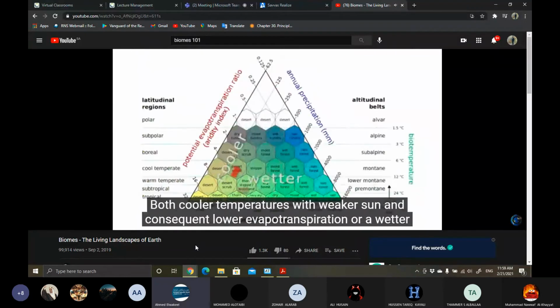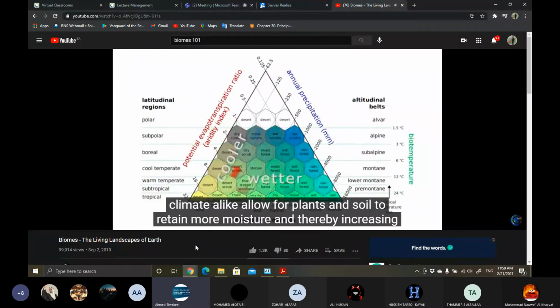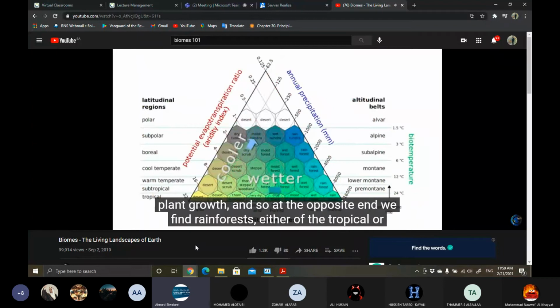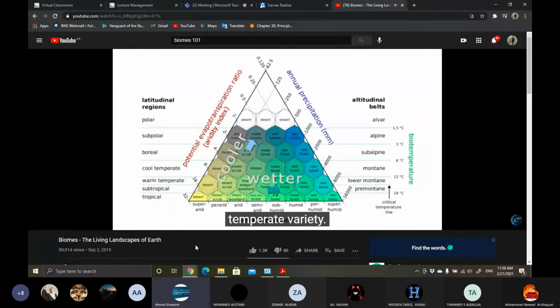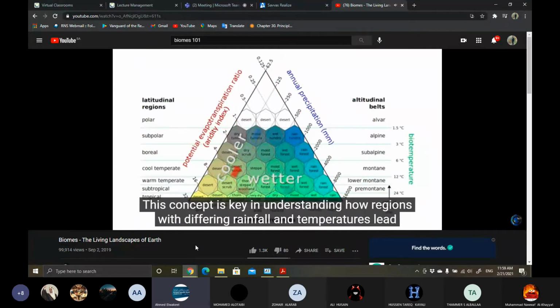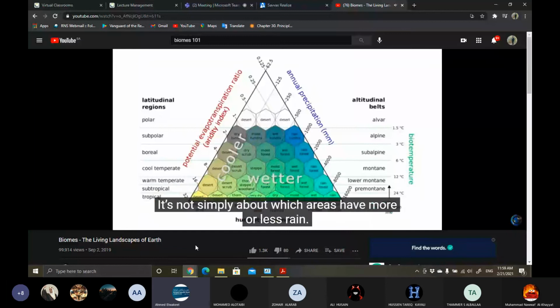Both cooler temperatures with weaker sun and consequent low evapotranspiration, or a wetter climate alike, allow for plants and soil to retain more moisture, thereby increasing plant growth. And so at the opposite end, we find rainforests, either of the tropical or temperate variety. This concept is key in understanding how regions with differing rainfall and temperatures lead to different types of vegetation. It's not simply about which areas have more or less rain.